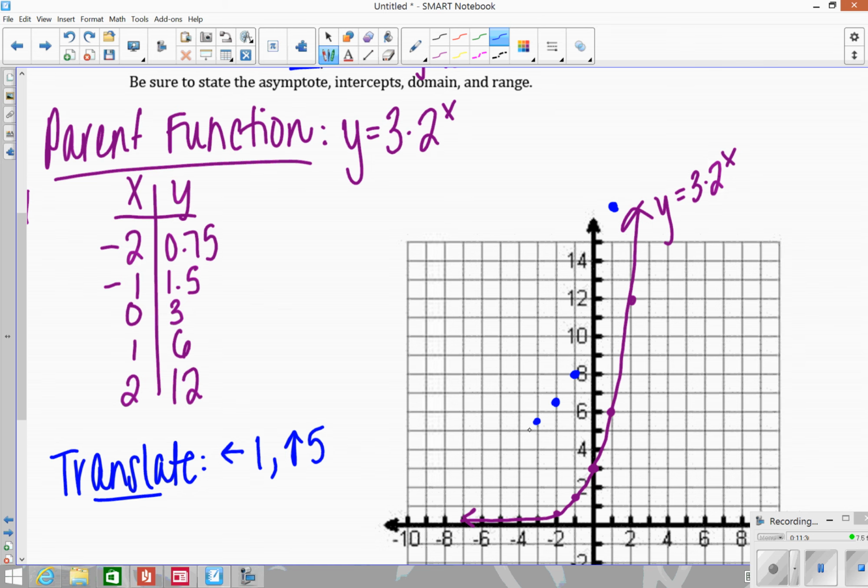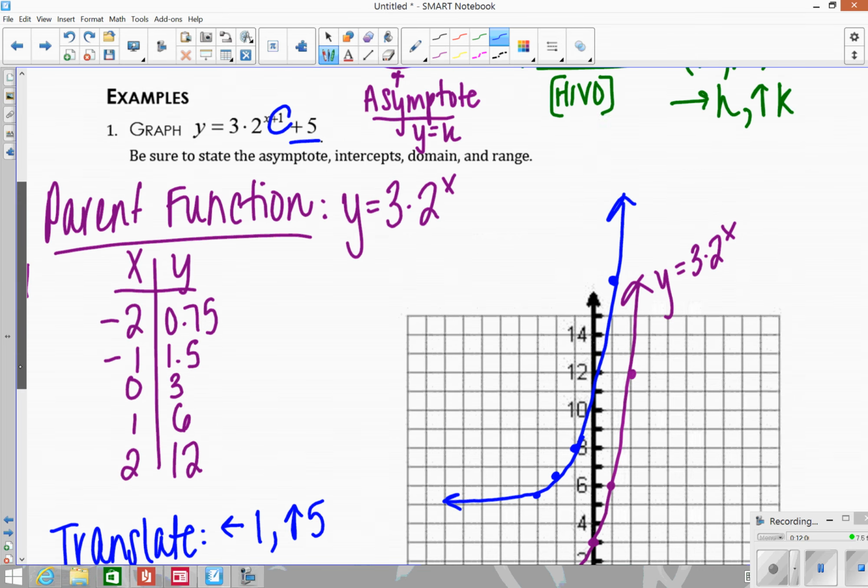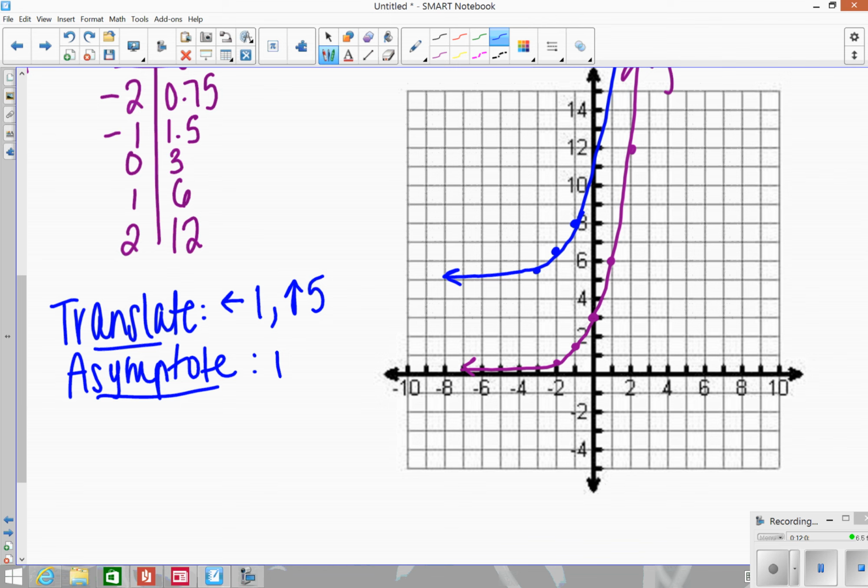And then we can connect them. And remember, where the graph started to flatten out here, it means it's going to start to flatten out in that same spot when we shift it. So again, remember too, we said that the asymptote is whatever that vertical shift is. So the asymptote is always this number here at the end. So y equals 5 is the asymptote, which if you look at my graph, that makes perfect sense.